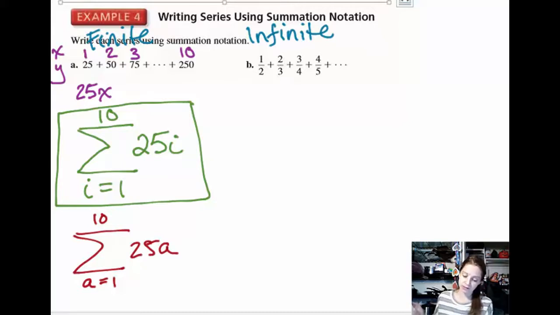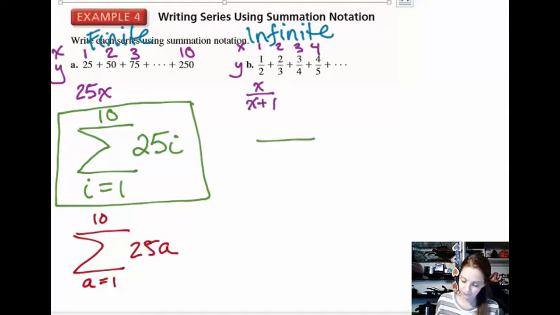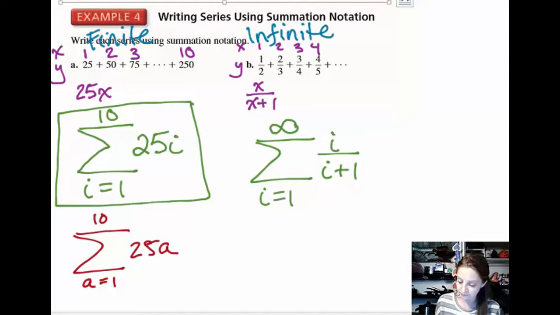So let's go on to the infinite series. I'm going to add the domain 1, 2, 3, 4. It goes on forever, so I don't need to find the ending. This is my X, this is my Y. So it's always X over X plus 1. Let's write summation notation. I'll use an index of I because that's most common. We're starting at 1. This is an infinite series, so we're going to infinity. And the rule is I over I plus 1.